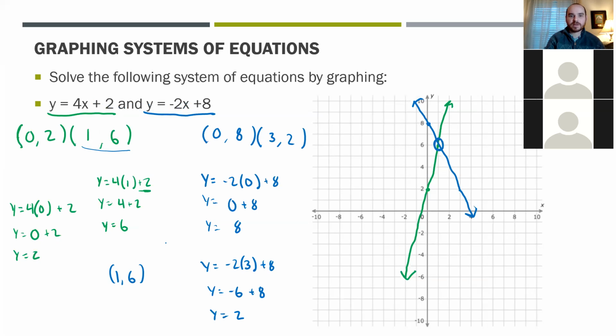So in order to check that, we plug in 1 for x: y equals negative 2 times 1 plus 8. Negative 2 times 1 is negative 2, plus 8. Negative 2 plus 8 is in fact 6. So this does work for both of our equations, so we know that this point is our solution. So our final answer here would be the point (1, 6).